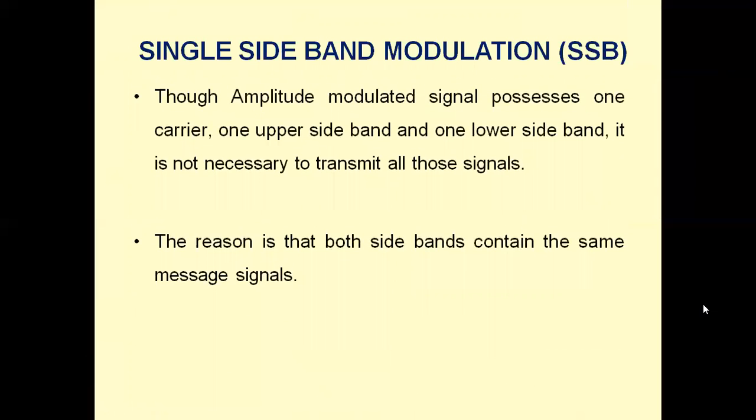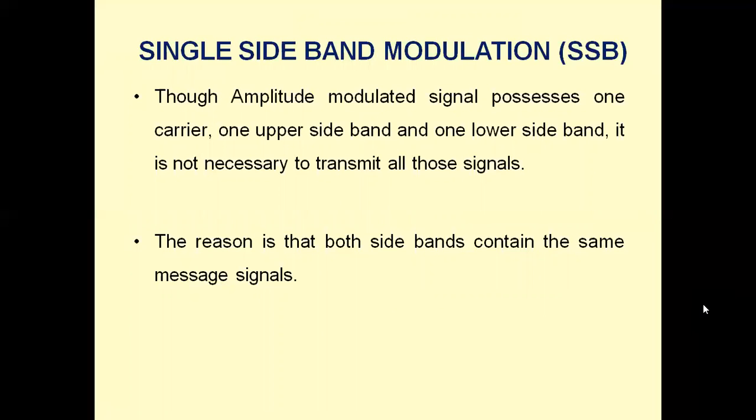The next variation of the AM is the single sideband modulation. It is also known as SSB modulation. Though an amplitude modulated signal possesses one carrier, one upper sideband, and one lower sideband, it is not necessary to transmit all those signals, because the carrier does not contain any meaningful information. The message is occupied in either the upper sideband or the lower sideband. If we transmit only one sideband, there is no problem for the signal message transmission.